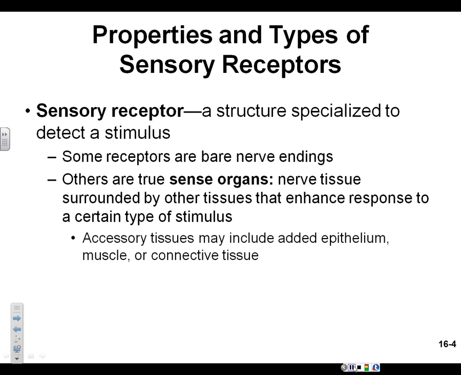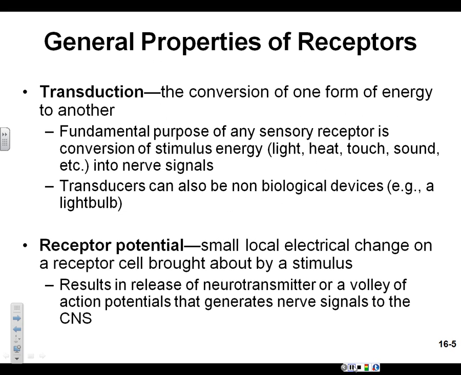Now again, we have accessory tissues that can be associated with our epithelial tissues, our coverings, our muscles, as well as our connective tissue. Connective tissue is made up of anything such as blood, ligaments, and tendons. Now, transduction is when we convert one form of energy into another. Remember the first law of thermodynamics: energy cannot be created, nor can it be destroyed. So we're going to be looking at sensory receptors that deal with things such as temperature, pressure, touch, and sound.